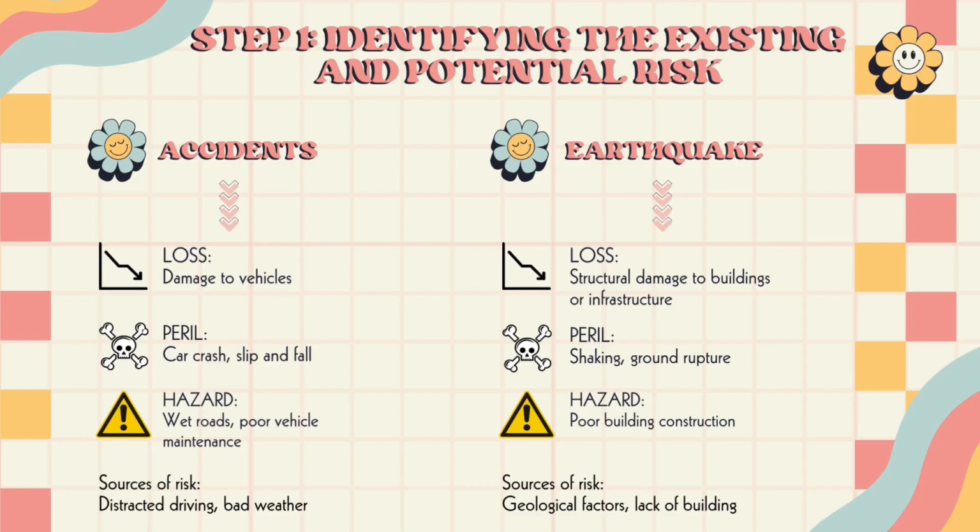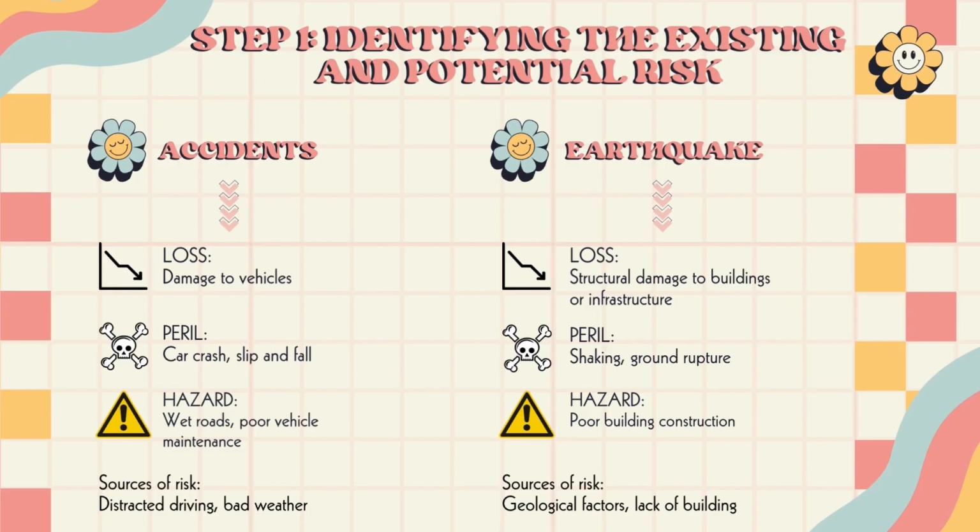For loss, accidents refer to damage to vehicles that may occur in an accident. Peril. The main dangers here include car crashes and situations where people may slip and fall. Hazard. Accidents are often caused by wet roads or poor vehicle maintenance. Sources of risk. Distracted driving and bad weather are significant contributors to accidents.